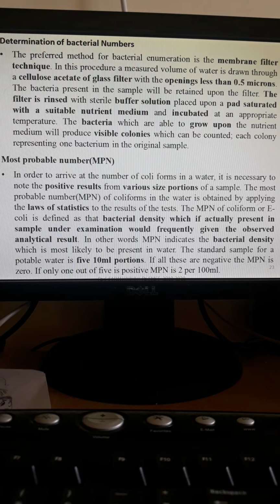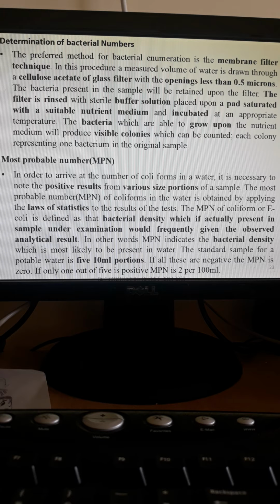Okay. So the meaning of this most probable number is that the most probable number, or MPN, of coliforms in the water sample is obtained by applying the laws of statistics to the results of the test. The MPN of coliform or E.